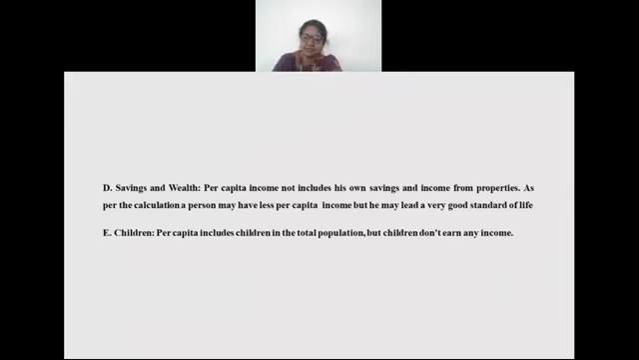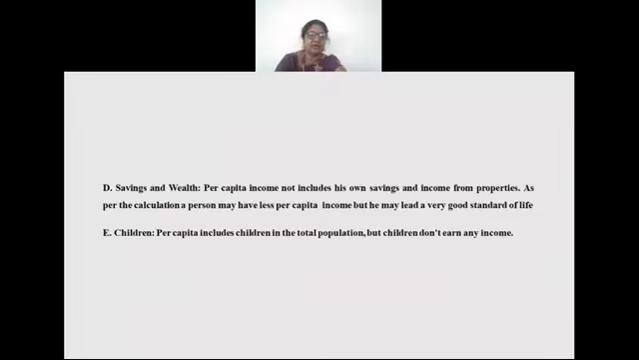Then the children are not added in the per capita calculation. Children are not working. Suppose the particular country has a population of 100, the example, 100 divided by 100. In that 100, 25 are children. So children won't earn, no? So these are some of the disadvantages.